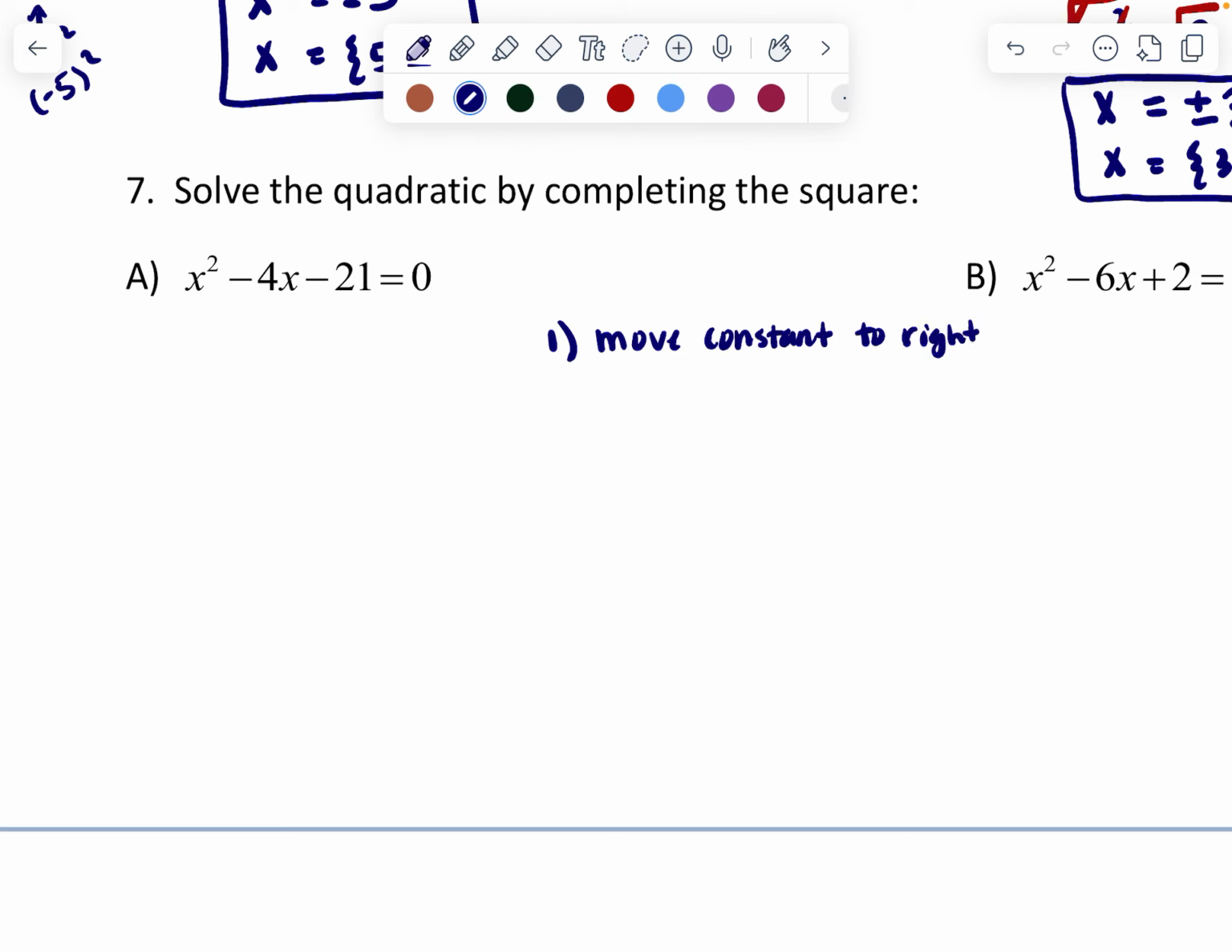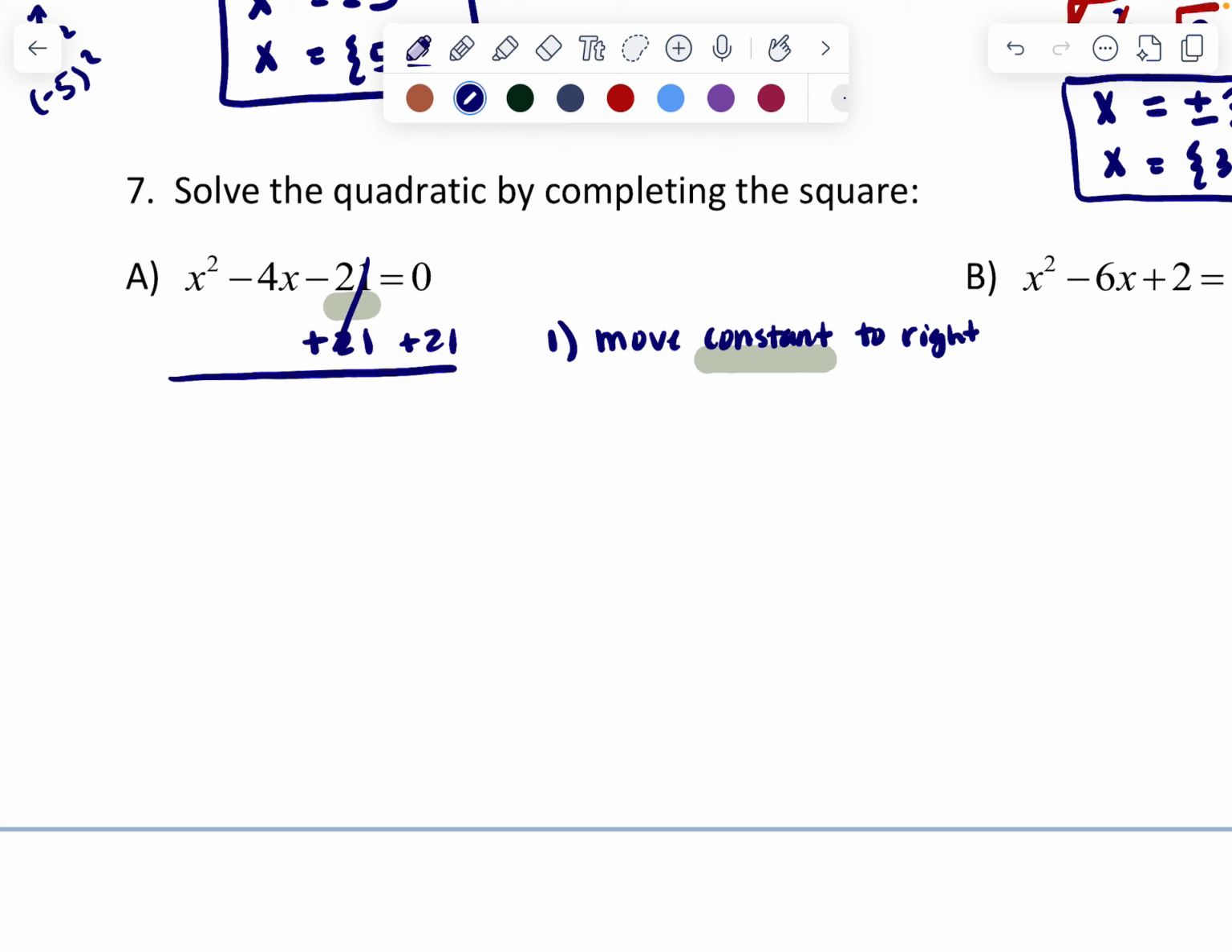Okay, now if you're wondering, wait, Miss Cruzy, what's the constant? Okay, so the constant, this guy right here, is this number that doesn't have a variable attached to it. So how can I move that to the right? I'm just going to add 21 to both sides. I'm really having problems with this eraser today. So let's go ahead and add 21 to both sides. Add 21, add 21.